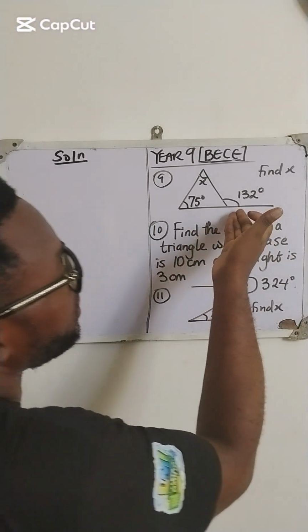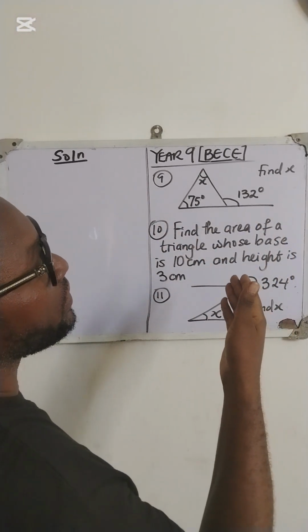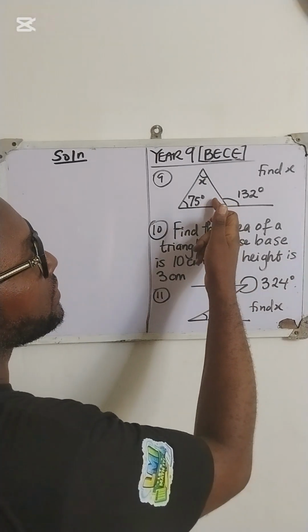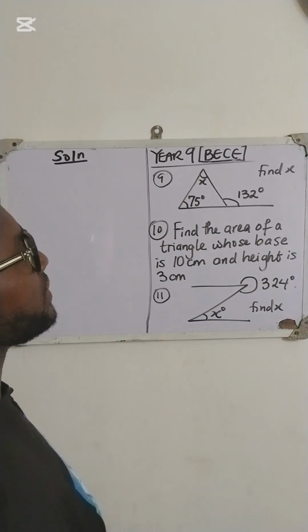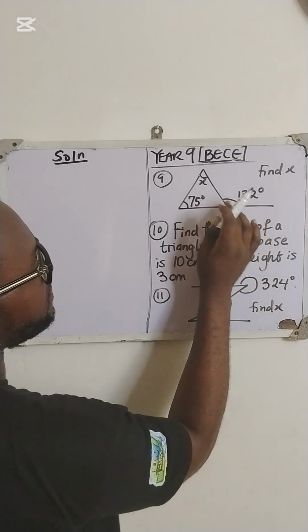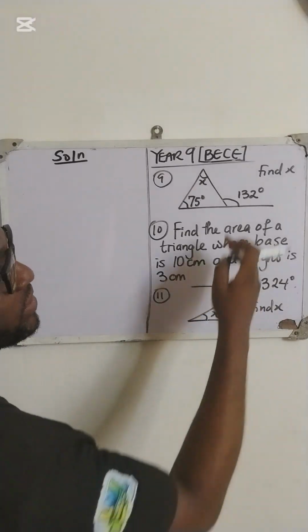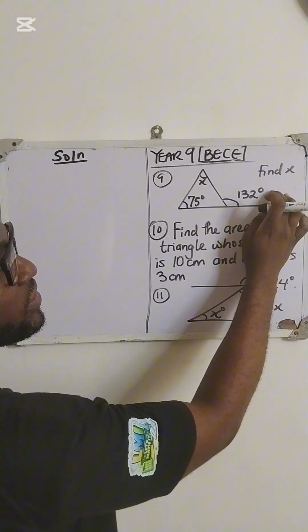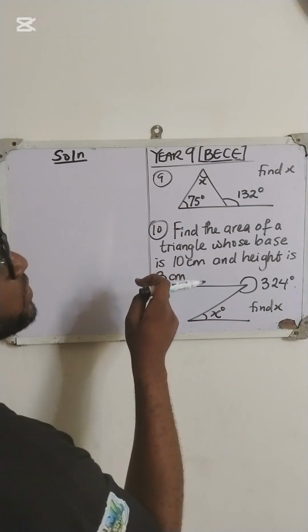You can decide to do 180 minus 132. That will give you 48. Then you now do angles in a triangle: 48 plus this, you now get this. It's fine. But there is a law that says these two angles here always add up to the external angle. The exterior angle of a triangle equals the sum of the two interior opposite angles.